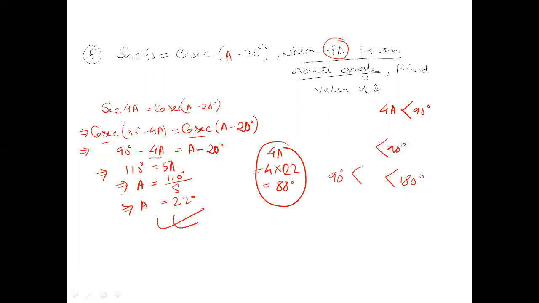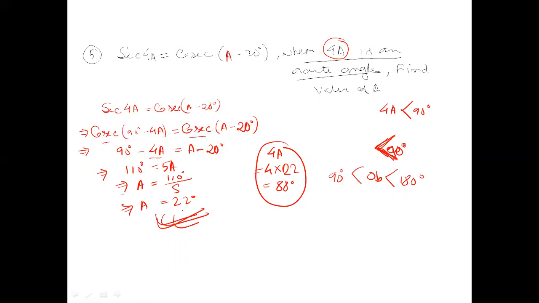Now see one thing here. Obtuse angle and acute angle. That day I discussed that acute angles are those angles whose values are less than 90 degree. Obtuse angles are those angles whose values are greater than 90 degree but less than 180 degree. So the answer will be 22 degree.